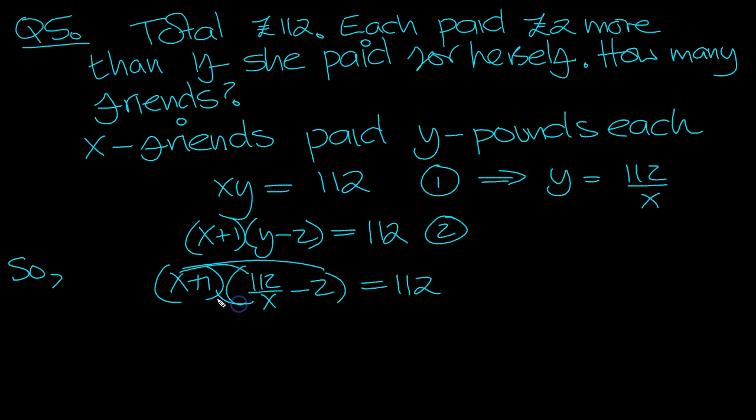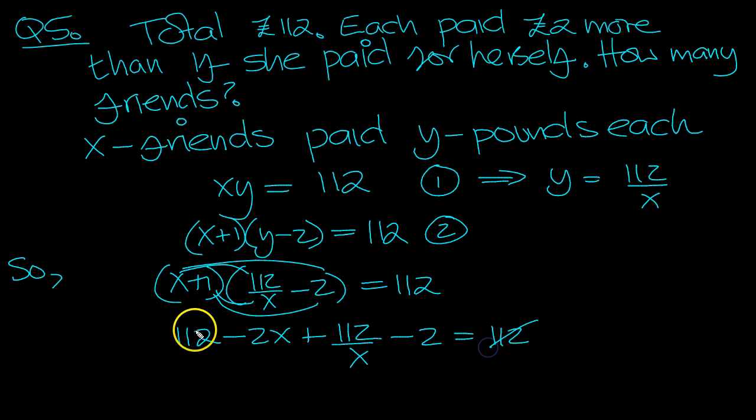Four lines for pair brackets. First line, the x's cancel and it just leaves 112 minus 2x plus 112 over x, because there's one lot of that. And then the last term, 1 times minus 2 is minus 2, equals 112. They cancel. And we get left with, let's move this over there, 2x. Let's move this over there, plus 2. And let's move this over there, minus 112 over x equals 0.